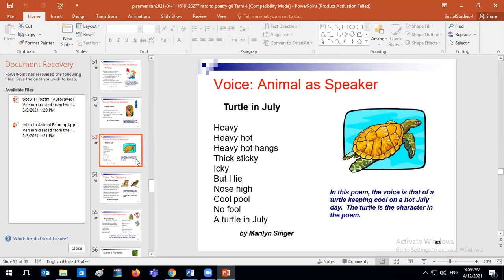It also could be the poet. But is it always the poet? We have this misunderstanding that the speaker is always the poet. It's not. You have to read and identify the speaker on your own.